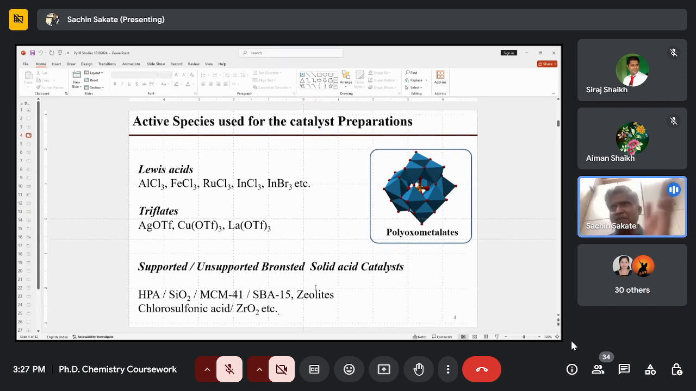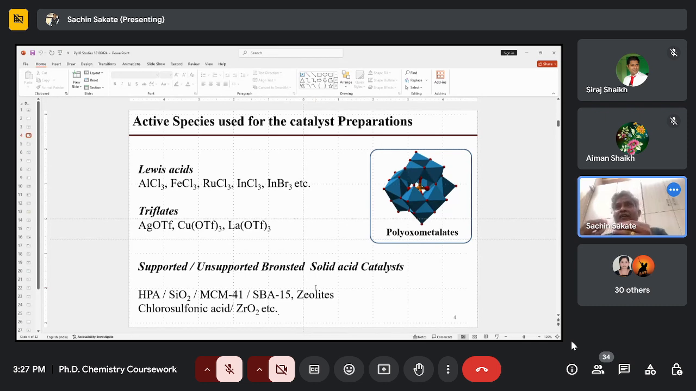That is a very brief idea: support is a very different term, and the other one is the active species. So we will have two different terminologies, active species and the support. Support itself can act as a catalyst. That is also one of the beautiful parts of the heterogeneous catalyst.